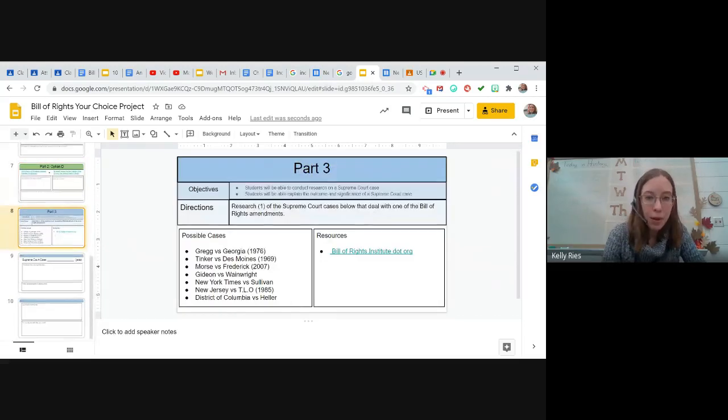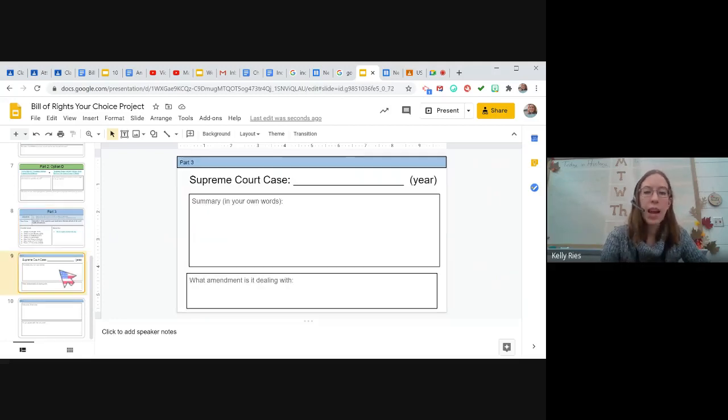Now, part 3 of the project. This is all about the Supreme Court and how it handles the Bill of Rights. What you are going to do is research one of the Supreme Court cases listed below, and respond to questions about it on here. So you are going to pick one of these court cases and do a little research on it. I have linked here the Bill of Rights Institute.org. That's a really good source to learn more about the cases.